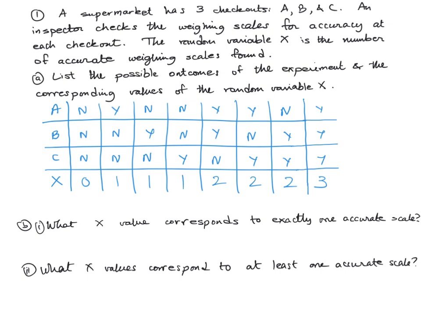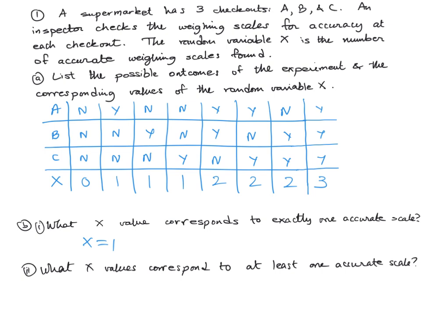Well, if there's exactly 1 accurate scale, then X equals 1. Now there are three different ways that could happen. Either the A scale was the accurate one, or the B scale was the accurate one, or the C scale was the accurate one. But the value of the random variable doesn't care which one was the accurate one. It just cares about the fact that one of them was accurate. So x equals 1.